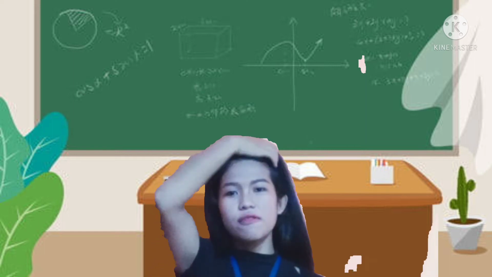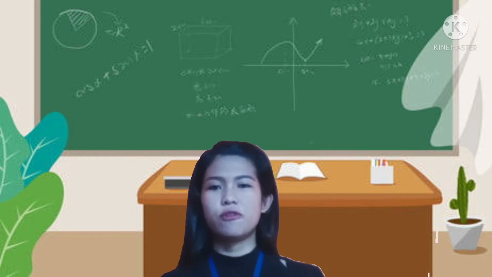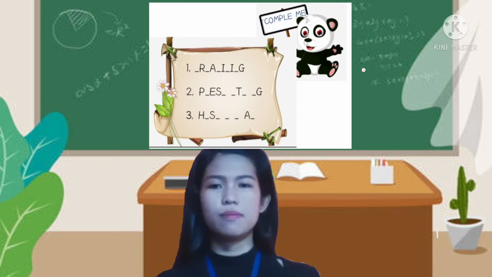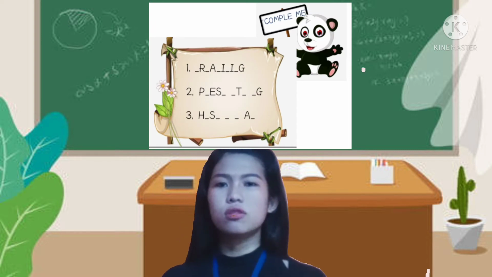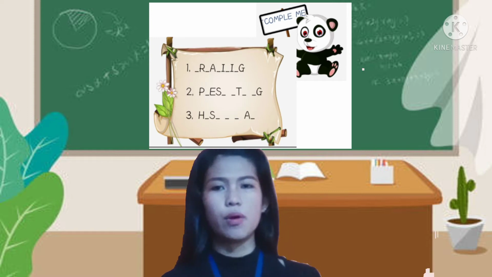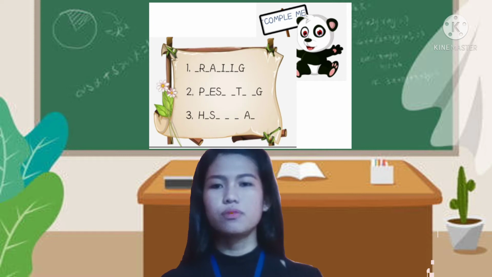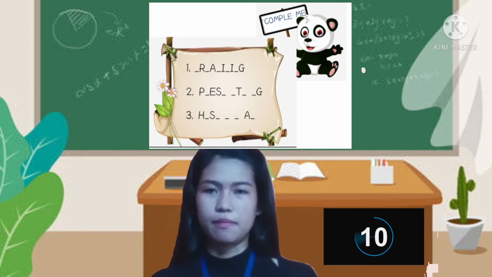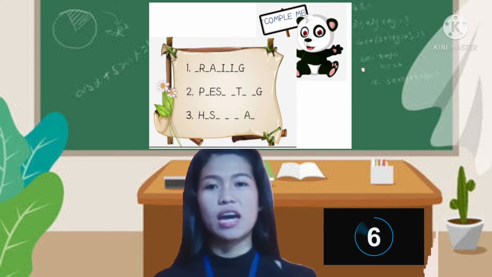This time, I will give you an activity, but before that, group yourselves first by 3. We're going to call this activity Complete Me. There are 3 incomplete words here. What we're going to do is complete the words. Number 1, group 1, number 2, group 2, and number 3, group 3. Okay, go to your respective group in the count of 10. I will give you 1 minute to do the activity. Your time starts now.